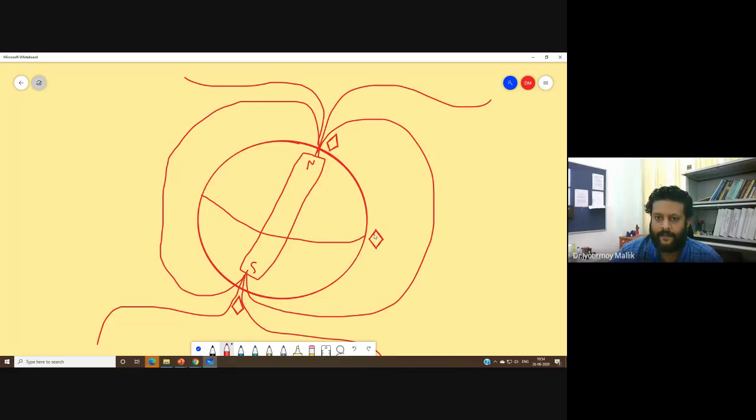Okay. So, what do I mean by that? I can think of it that the inclination of the bar magnet at the North Pole is 90 degrees. The inclination of the bar magnet at the South Pole is also 90 degrees. The inclination of the bar magnet at the equator is 0 degrees.